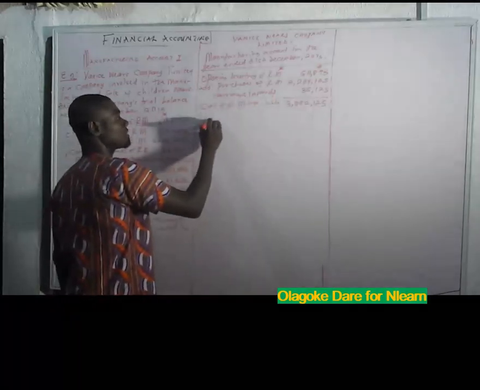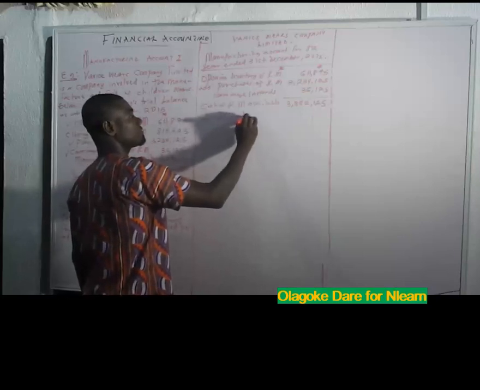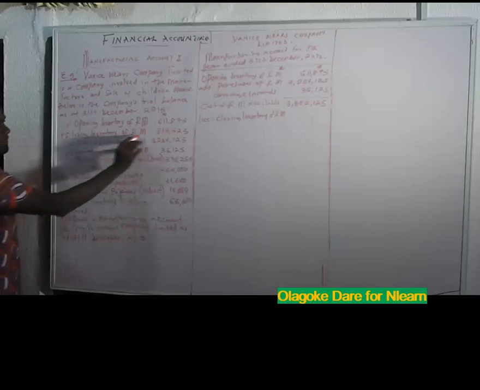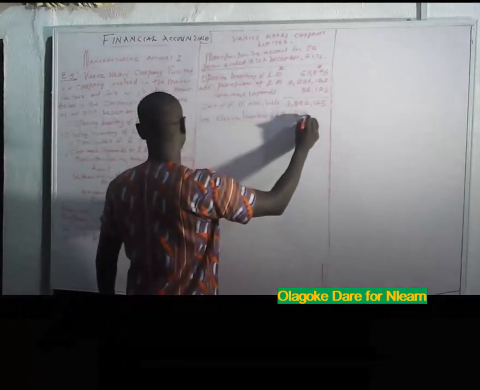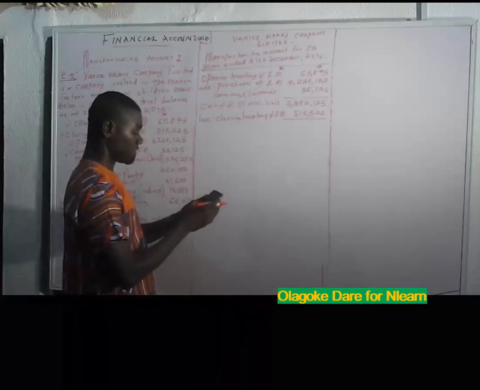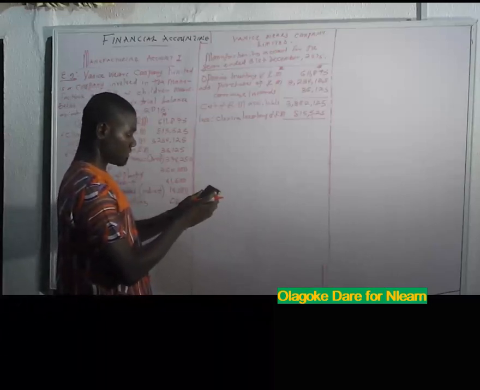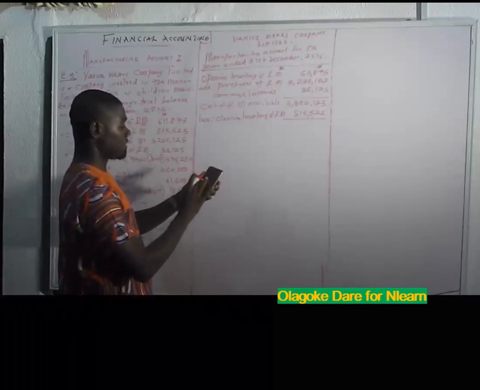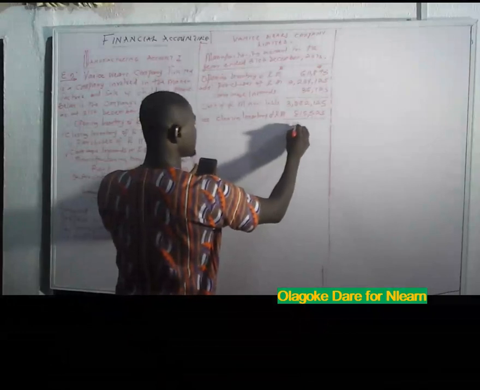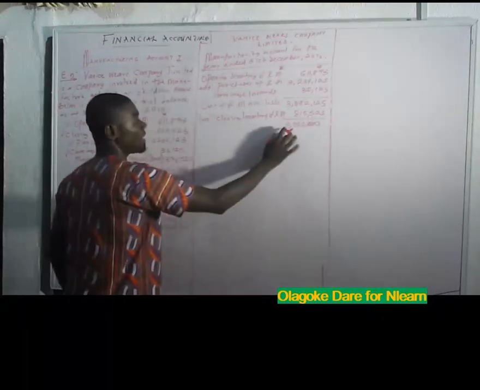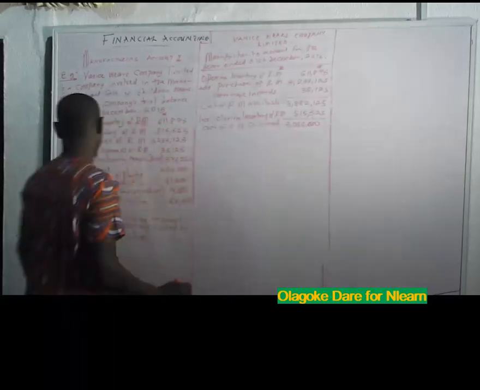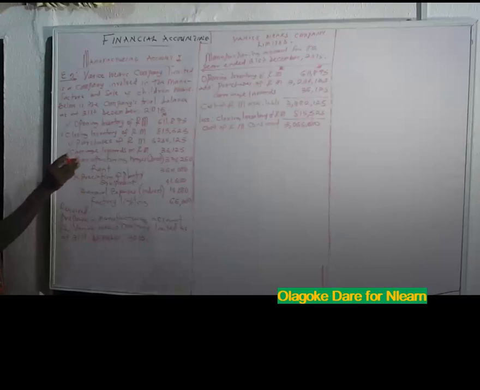So we are going to deduct our closing inventory of raw materials. Our closing inventory of raw materials is here, which is 815,525. Let's remove 815,525. So we have 3,066,600. So here, what we have is our cost of raw materials consumed. Alright, so the next step is to get our prime cost.